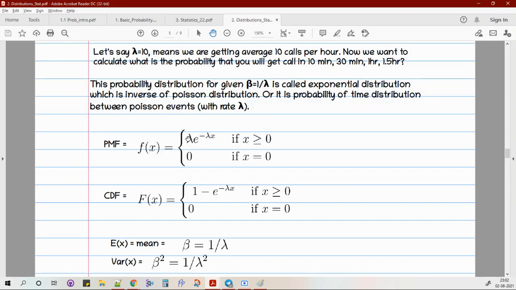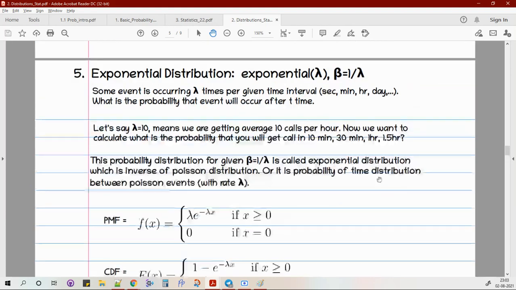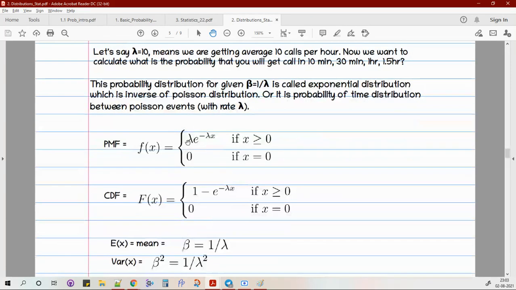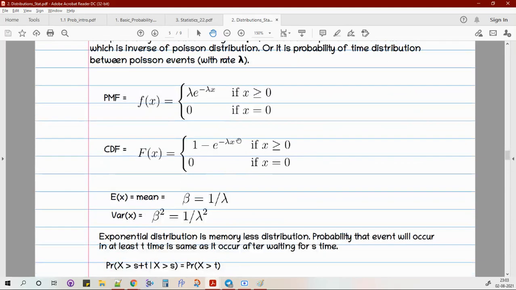So don't get confused, this lambda is not representing the time interval between calls. It is the calls per minute, calls per unit time. It is the same as in the Poisson distribution, but we are using it here, lambda e to the power minus lambda x, right? So if you are given that beta is 10 minutes per call, then what would be the lambda? It would be 1 divided by 10, that is 0.1, right? Then put it here. Don't get confused, this lambda is from the Poisson distribution.